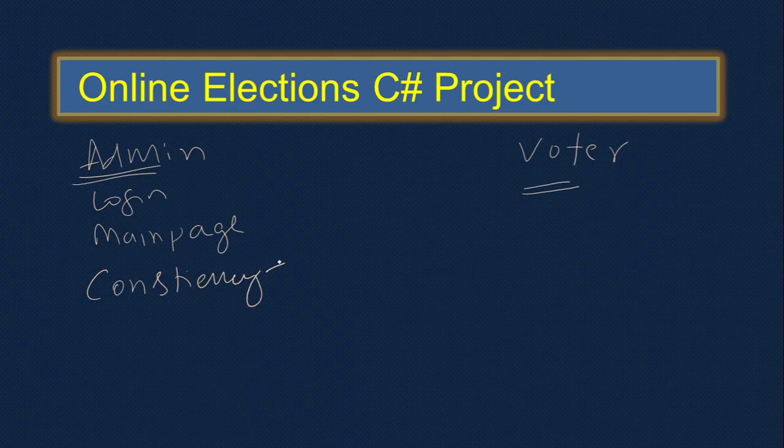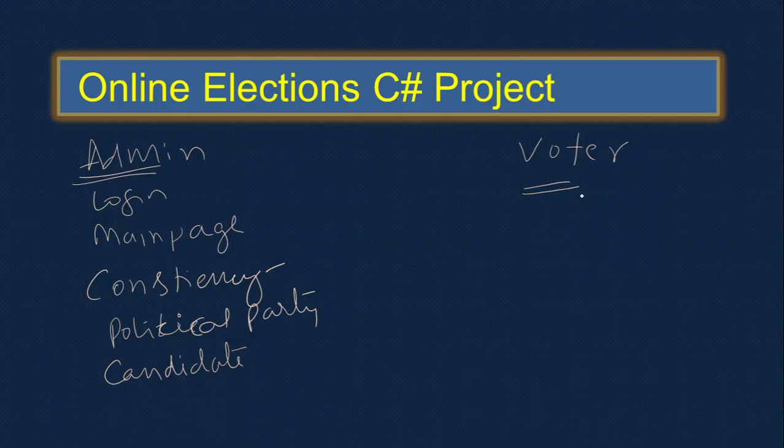What are the constituencies? What are the election locations? So there's a constituency you need to create. Next is the political party. You have to register the political parties. Then you have to add the candidates. Who are the candidates?